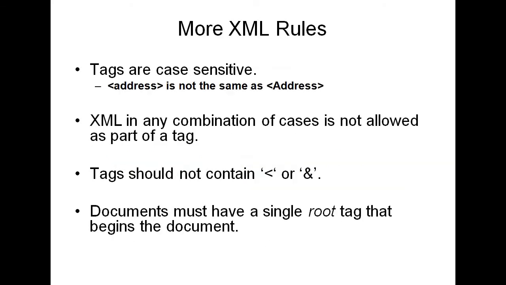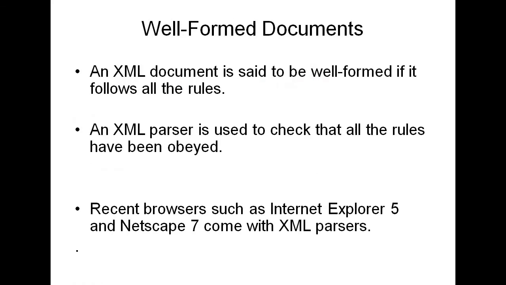We'll see some more rules in XML. Tags are case sensitive. It means if I have a tag with a name called address, it is not similar to capital A Address. And XML in any combination of cases is not allowed as a part of a tag. An XML tag should not contain angle brackets and symbols, and an XML document should contain at least one single root node that begins the document.